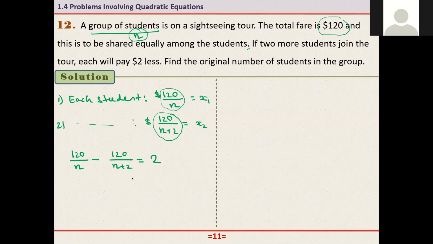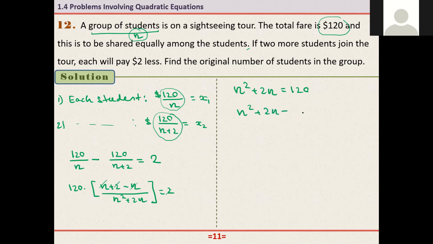Then here 120 is a common factor. The rest is easy. Here the common denominator will be N times N plus 2. So we have N plus 2 minus N over N squared plus 2N, that is equal to 2. So these two things cancel each other. On the right-hand side, we have 2, right? What we have here, N squared plus 2N, that's equal to 120, or N squared plus 2N minus 120 equals 0.